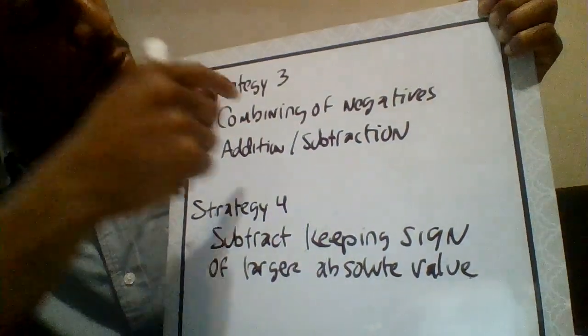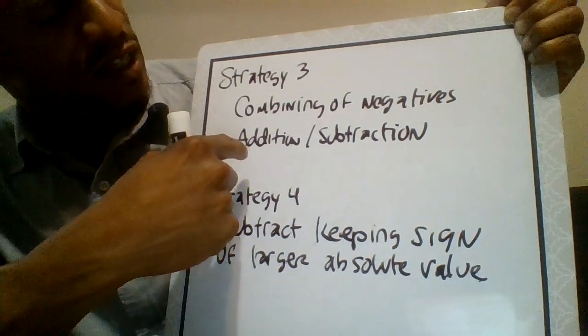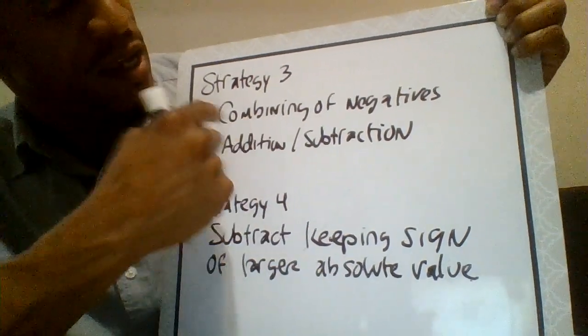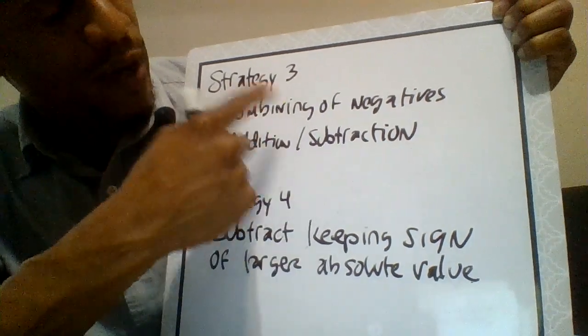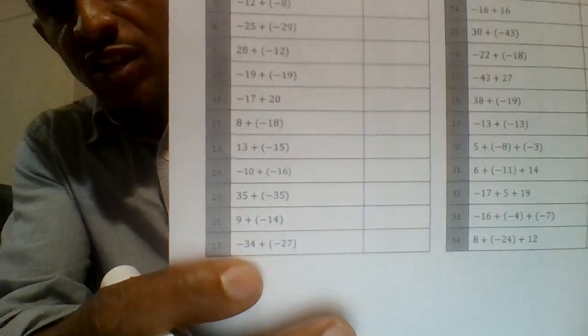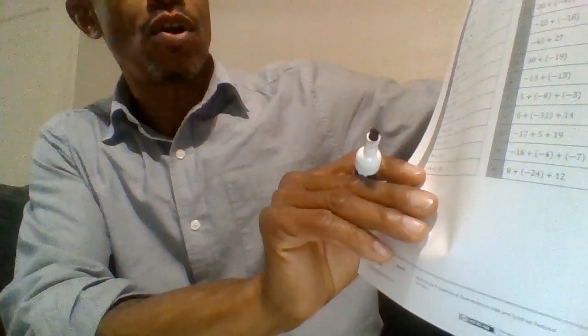Strategy number 3 here is combining of negatives and then the addition of subtraction. So this is what I mean by combining of negatives and addition and subtraction as a strategy. So let's say you get something like, let's look at one of your challenges. Here it is, challenge number 17 at the bottom here. It's -34 minus 27. So let's take a look at this one using strategy number 3.